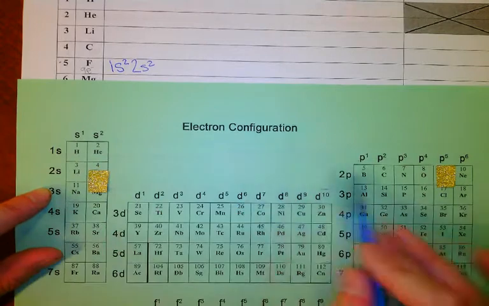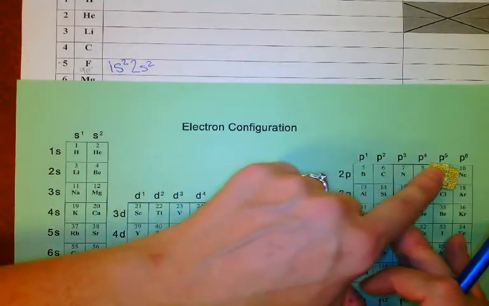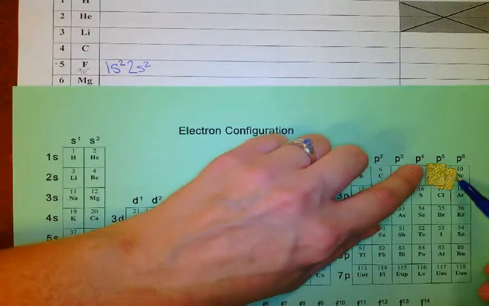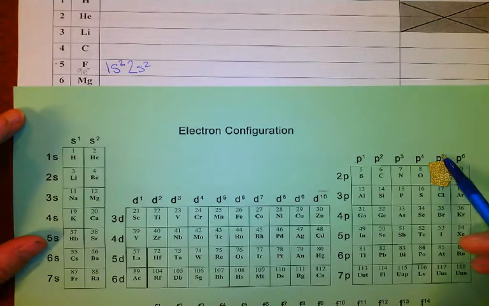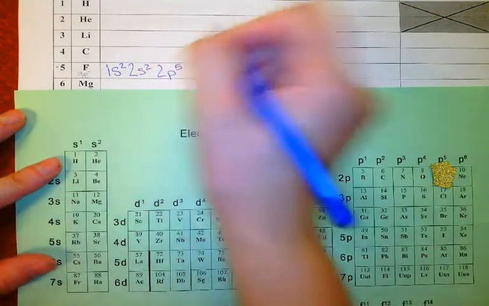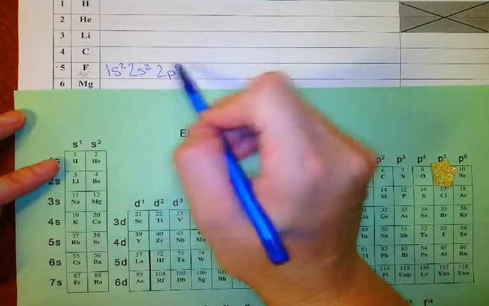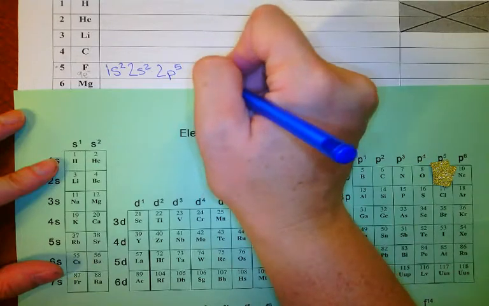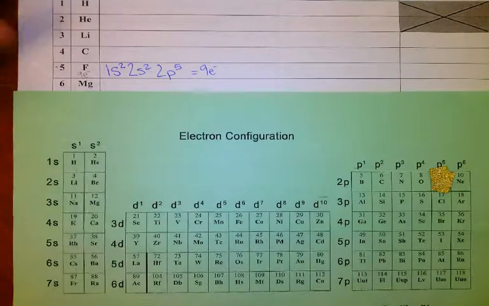Okay, 1, 2, 3, 4, 5. So I'm going to come over here and drive to the end of the block, except I don't get to the end of this block. I stop where I'm trying to go, which is fluorine. So that's 2p5, like that. So in the 2p orbital, fluorine has 5 electrons. So 2 plus 2 is 4. 4 plus 5 equals my 9 electrons for fluorine. That's where they all are.